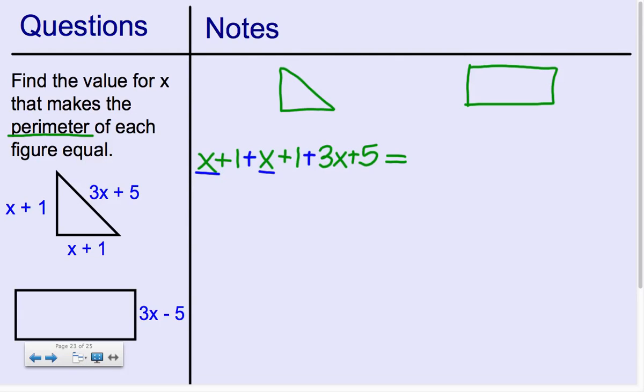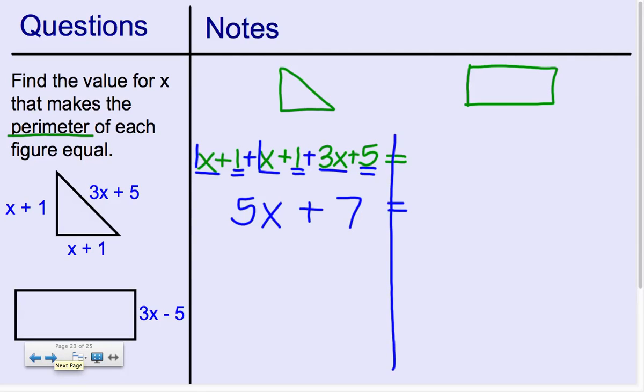So I have an x, and a 3x. This is like 1x, and 1x, and 3x, which would make 5x. 1, 1, and 5 makes 7. Now there's nothing else I can do on the left-hand side, so I'm going to go to my rectangle. We know that rectangles have the same length and the same width. So if the top length is x plus 4, the bottom is also x plus 4. If we know the right width is 3x minus 5, we know the left one is also 3x minus 5.